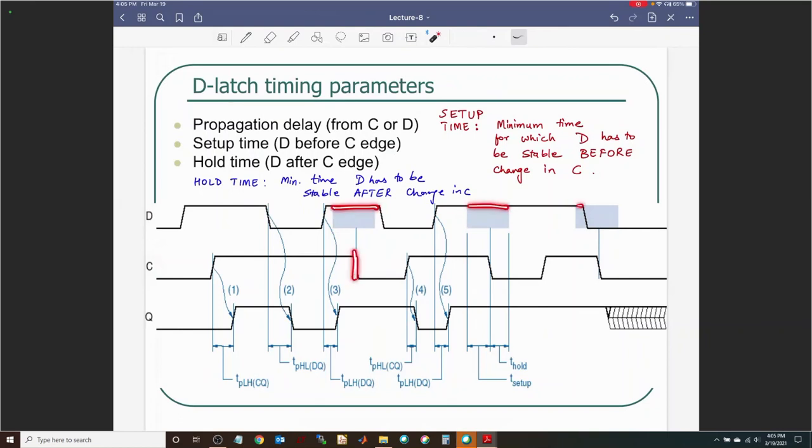But D wasn't stable here in that blue region. The blue region is indicating that there was a change in C. So we changed D before change in C. So we broke setup time. That's right. And what did that cause? That caused metastability in the output Q.